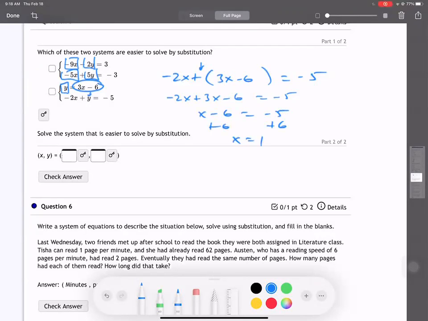All right, so now that I solved for x, I haven't solved the problem yet because I only solved for one side of it. What's the other one? y equals 3x minus 6. What's x? Well, we solved for it. y is equal to 3 minus 6, which is negative 3.